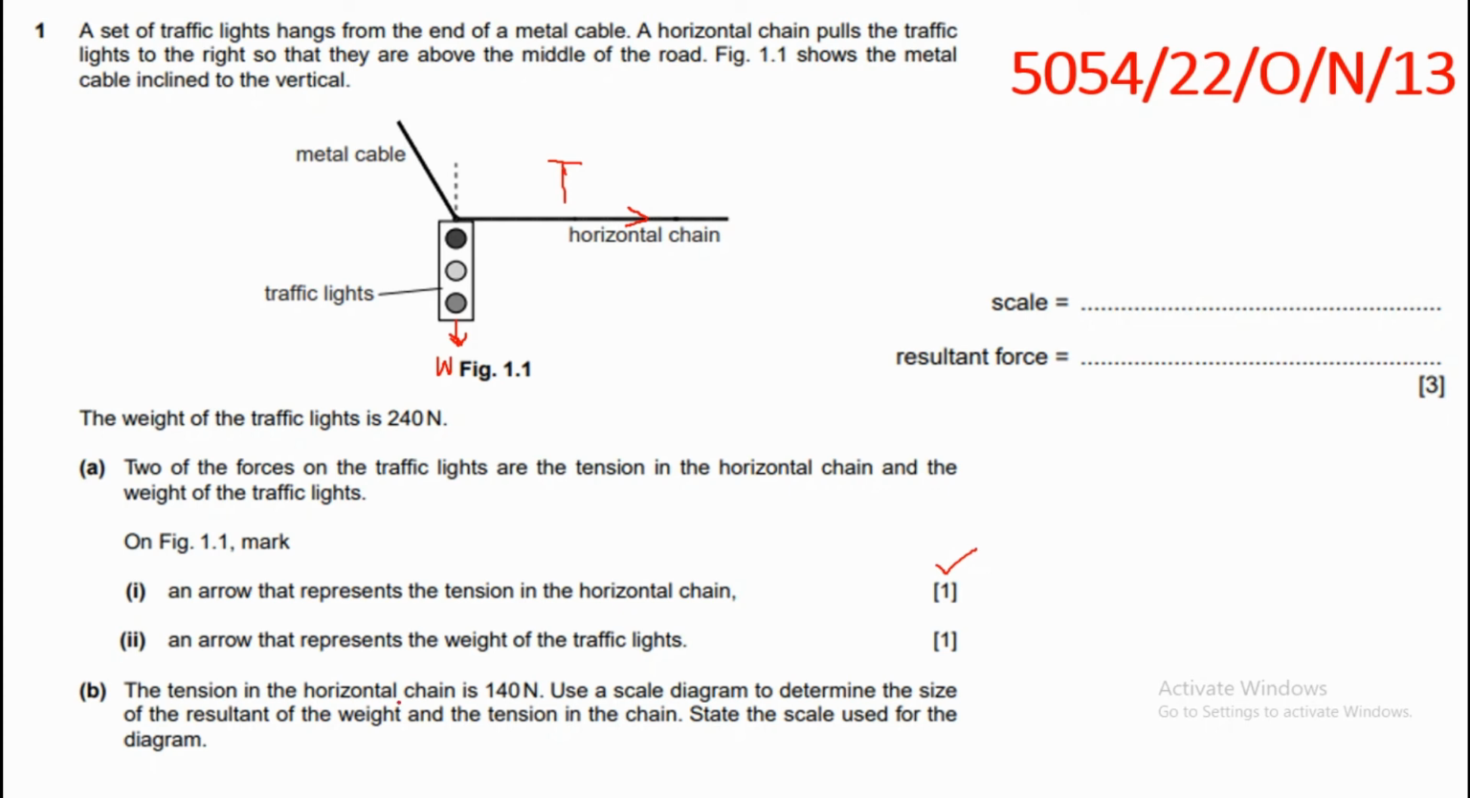Now next, the tension in the horizontal chain is 140 Newton. And we know that the weight is 240 Newton. So use a scale diagram to determine the size of the resultant of the weight and tension. State the scale used for the diagram. So here we are going to mention the scale used and the resultant force. And for this again we need to use head to tail rule or parallelogram law of vectors addition. Now let's watch in another video how this question can be solved.